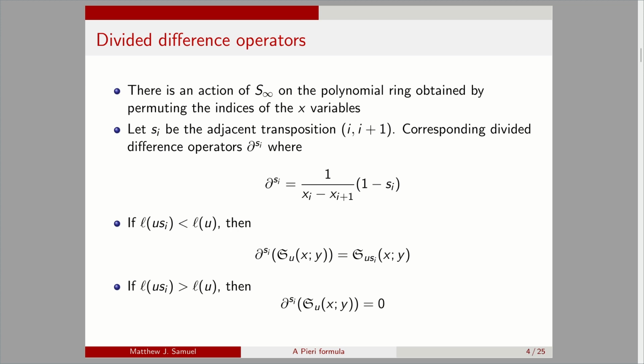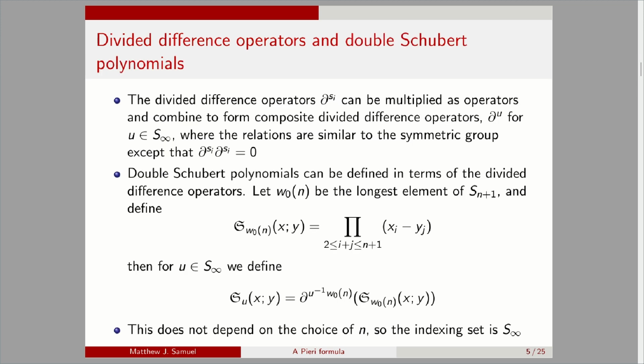So if you apply partial_i to S_u(x,y), and the length of u s_i is less than the length of u, then you get S_{u s_i}(x,y). But if the length is greater, then you get 0. The divided difference operators can be multiplied as operators, and they combine to form composite divided difference operators partial_u, again indexed by u in S infinity, and the relations are similar, if you're familiar, to the symmetric group, except that the divided difference operator squared is 0, corresponding to adjacent transpositions at least.